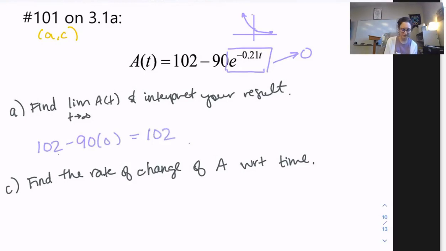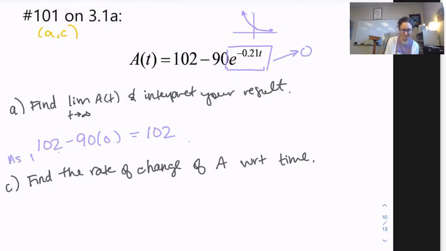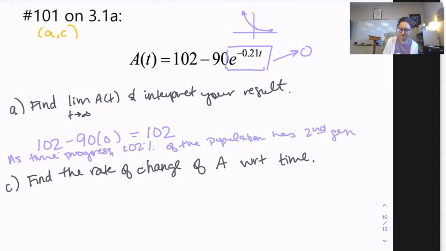So I can interpret this as time progresses, 102% of the population has second gen smartphones. So over 100%, I guess some of the population has more than one.